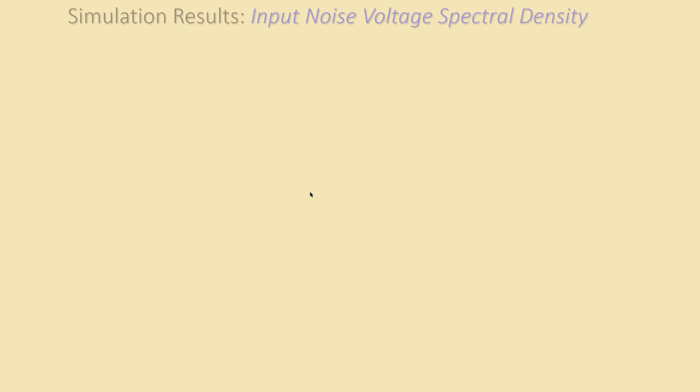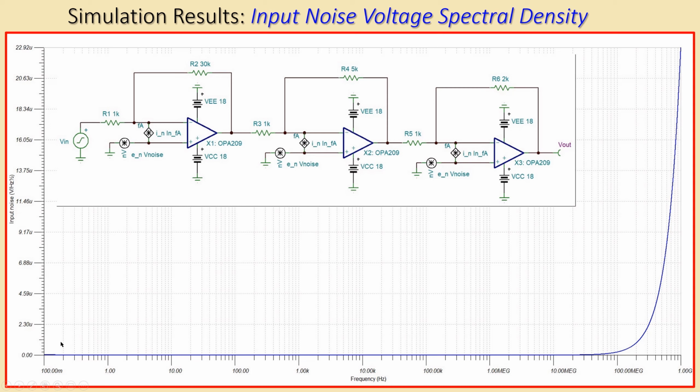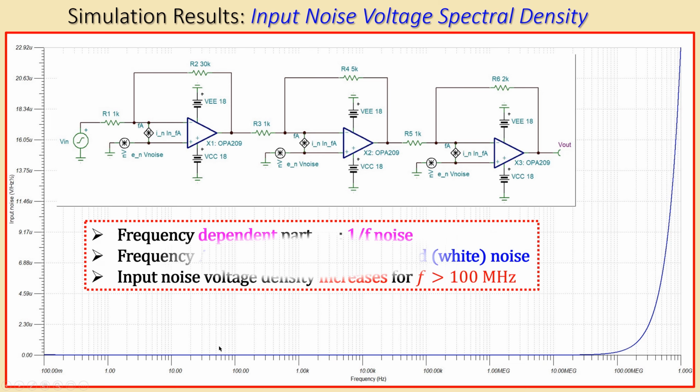Okay, let's also look at the input noise voltage spectral density given here. Again, the circuit, you can see the plot, and what you see is very high noise for frequencies larger than 100 megahertz. You can also see here, it's very hard to see, the 1 over F noise part, and then the part which is constant. So we have in summary actually 3 regions.